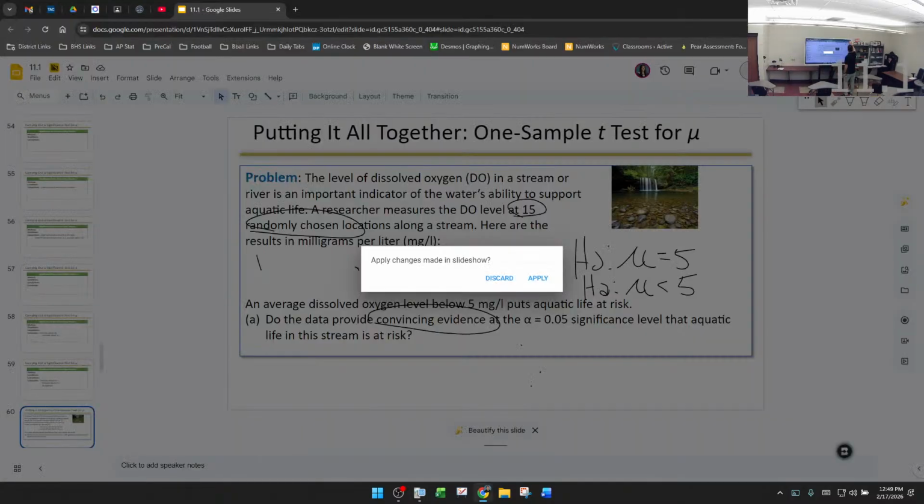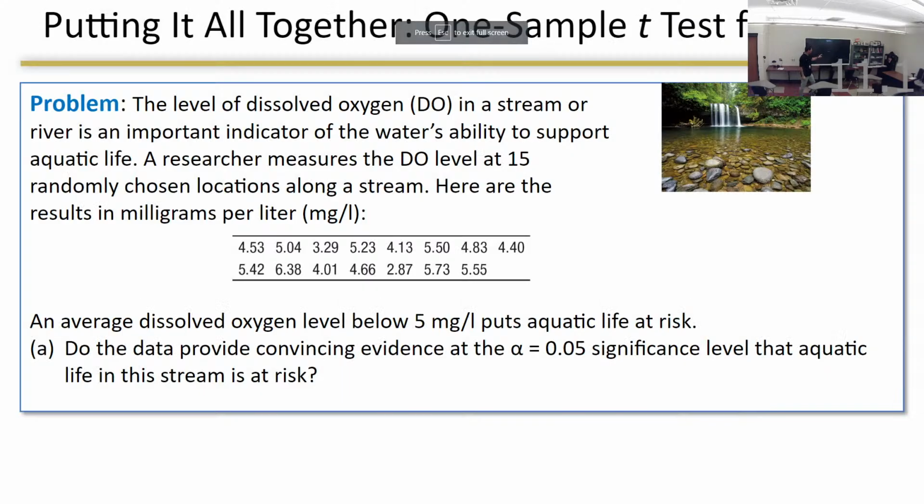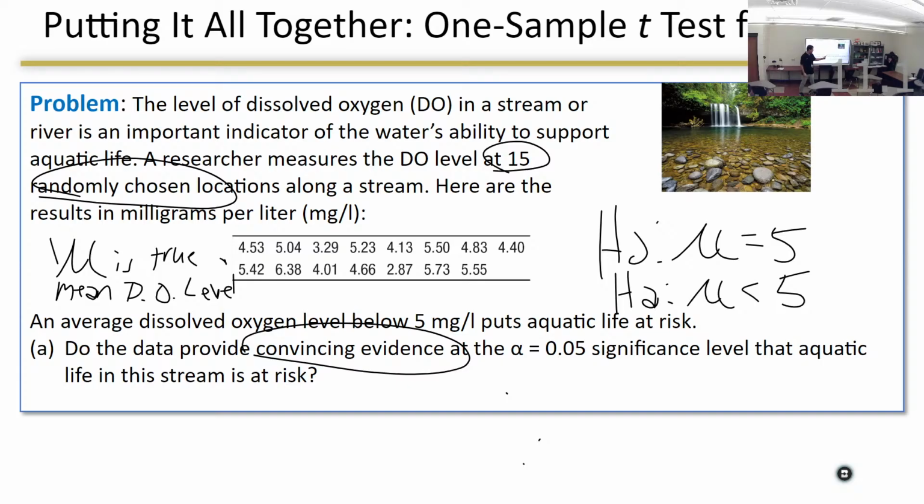Here's where I'm going to get it from, guys. Since my p-value was high, I fail to reject this. There's not enough evidence to say that the aquatic level is at risk. There's not enough evidence to suggest the mean DO level is below 5.